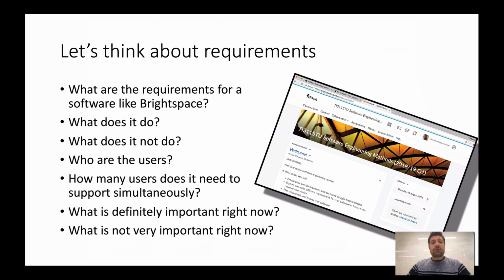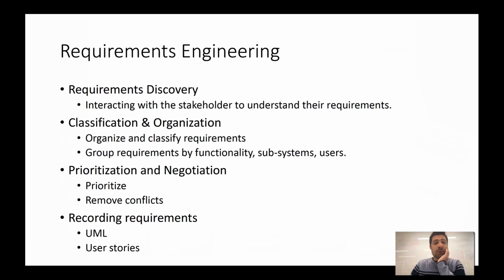Then we did some sort of exploration in the lecture. Let's think about requirements for a software like Brightspace, because we know the domain a bit. What does it need to do? What does it not do? And so on. And then we went to this idea of doing requirements engineering, right? So we want to build software in a systematic way, and we want to collect requirements in a systematic way.